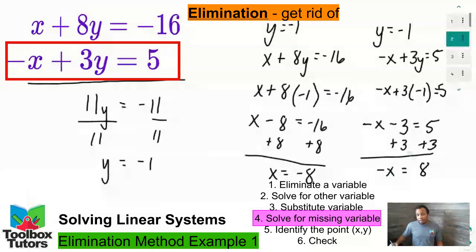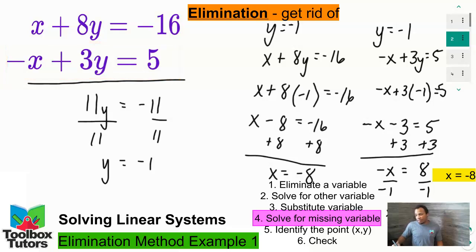Only problem we have here is that we're not trying to solve for negative x, we're trying to solve for positive x. So we want to get rid of this negative sign. We divide by negative 1, and you have x equals 8 divided by negative 1, which gives you negative 8. So notice that it doesn't matter which equation you plug in, with y equals negative 1, you should still get negative 8.